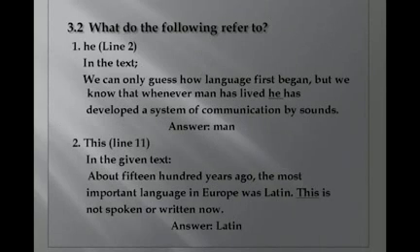3.2. What do the following refer to? 1. He. Line 2. In the text, we can only guess how language first began, but we know that wherever man has lived, he has developed a system of communication by sounds. Answer: man. 2. This. Line 11. In the given text, about 1500 years ago, the most important language in Europe was Latin. This is not spoken or written now.